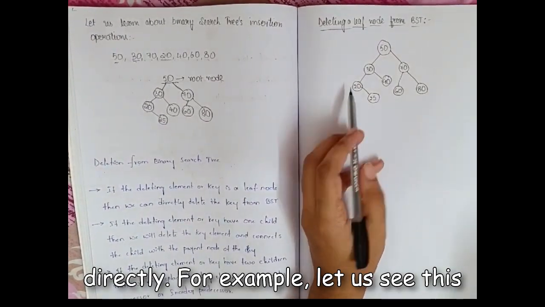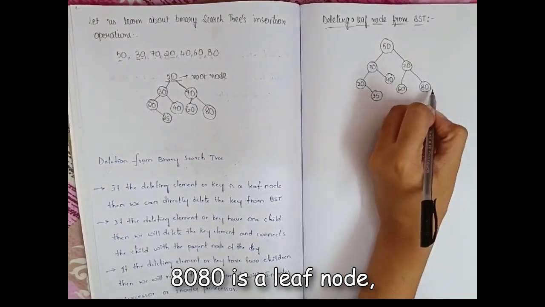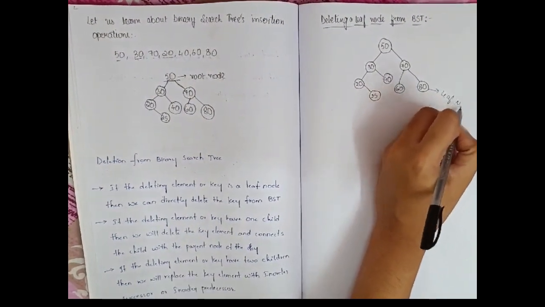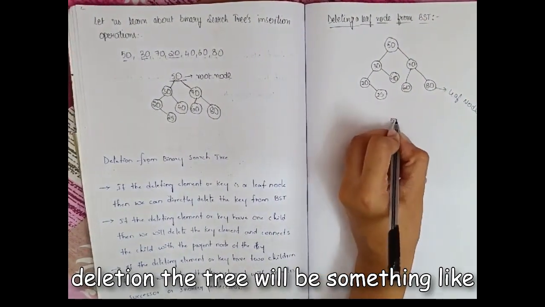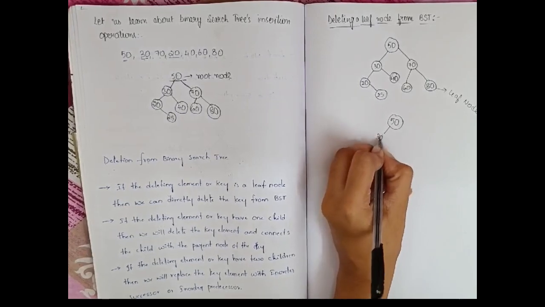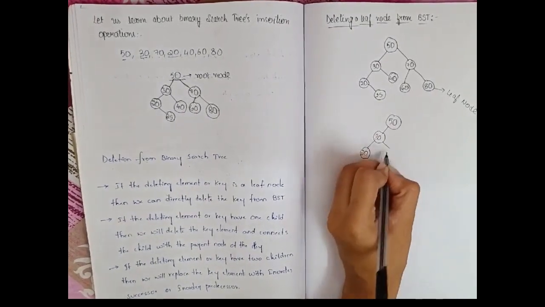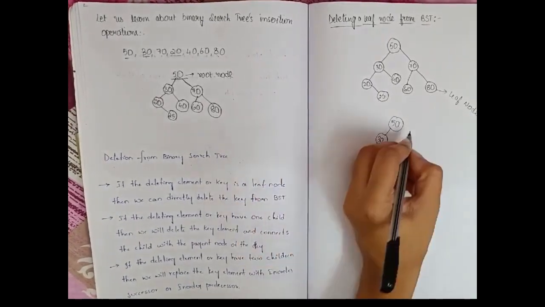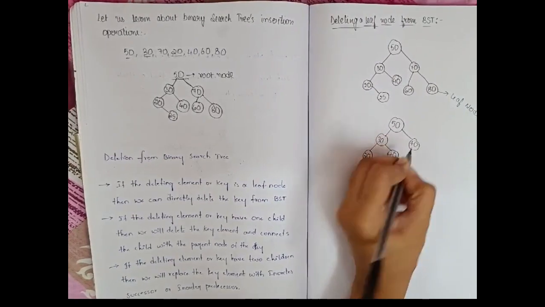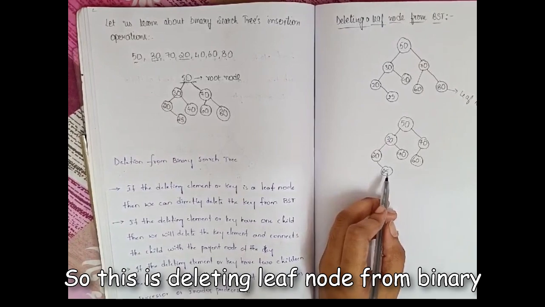For example, let us see this binary search tree where I want to delete 80. 80 is a leaf node. So I can delete it directly. After deletion, the tree will be something like this. So this is deleting leaf node from binary search tree.